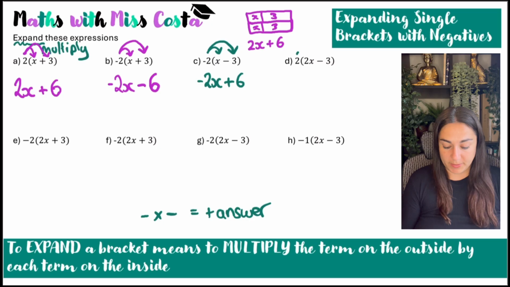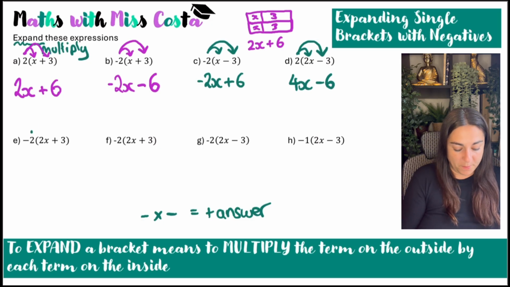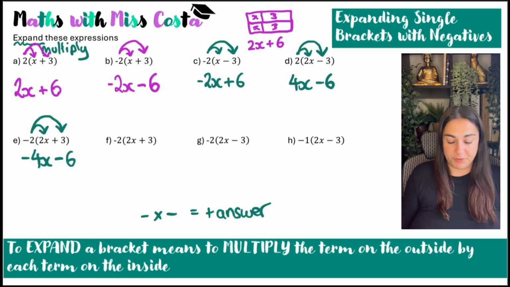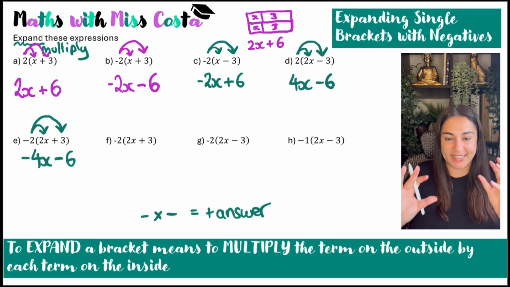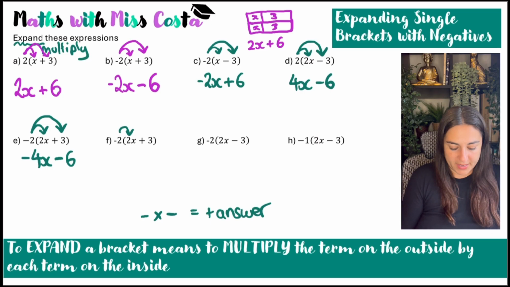Then we've got 2 times by 2x, so that would give me 4x, and 2 times by minus 3 is minus 6. Minus 2 times 2x would be minus 4x, and then minus 2 times 3 is going to be minus 6. If you're struggling with your negatives, then go back to Unit 1, where we go into negatives in detail. Then we've got minus 2 times by 2x. Oh, it's the same question. I clearly forgot to change it, but that's fine. Minus 4x minus 6.